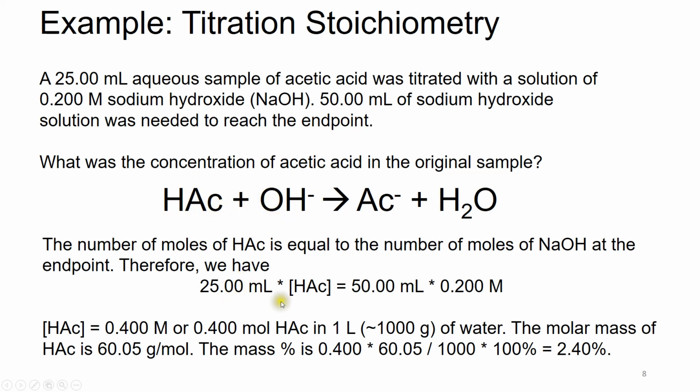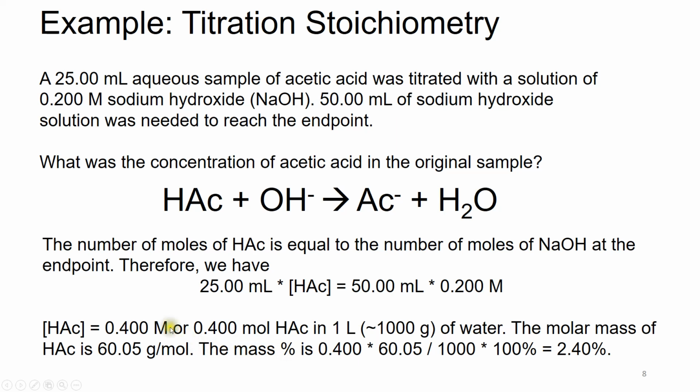So that's why I set up this equation. On the right hand side we have the number of moles of sodium hydroxide. On the left hand side we have the number of moles of acetic acid. There's only one variable here, so we can solve this easily. It's 0.4 molar.